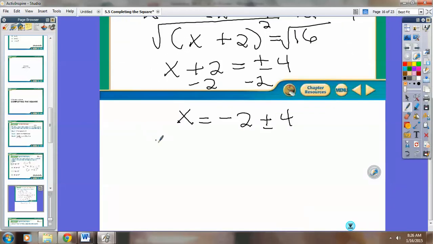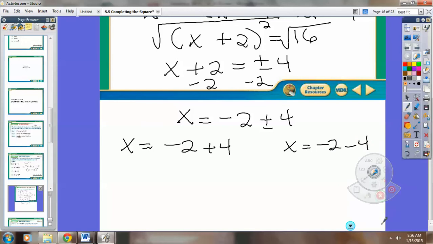So really I've got two answers here. The first one is going to be negative 2 plus 4, and the second one's going to be negative 2 minus 4. What is negative 2 plus 4? It's 2. And negative 2 minus 4? Negative 6. We have two answers, 2 and negative 6.